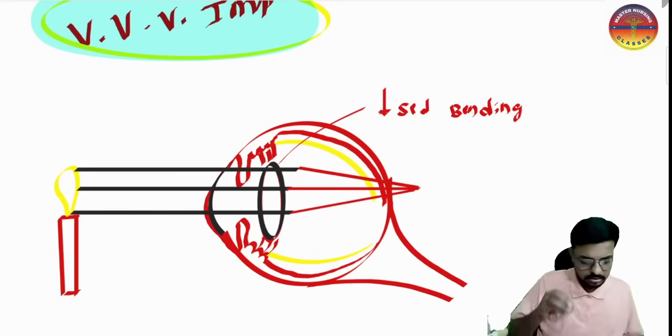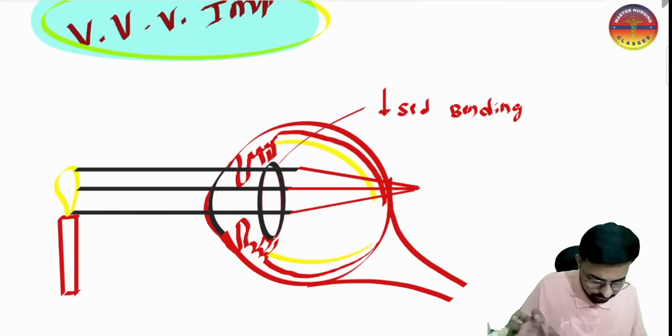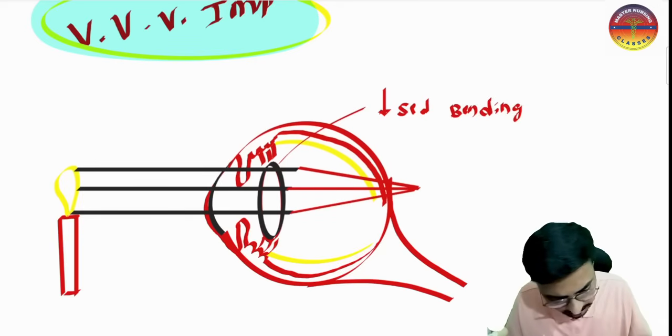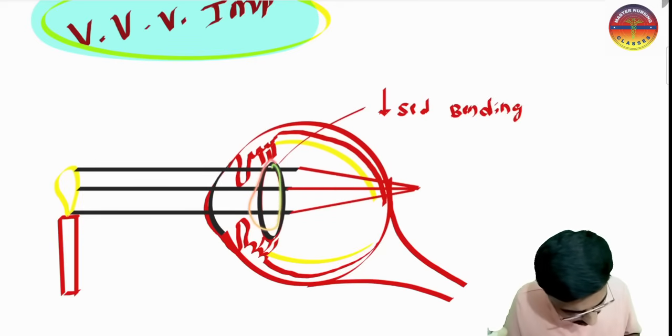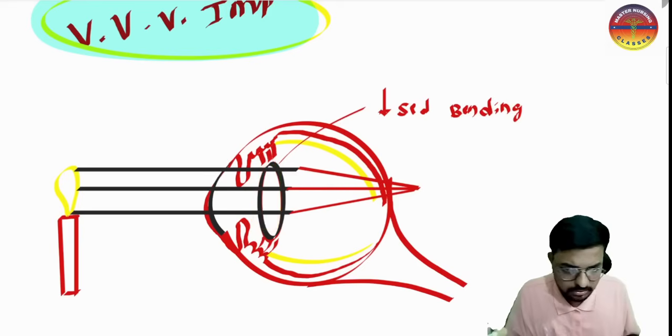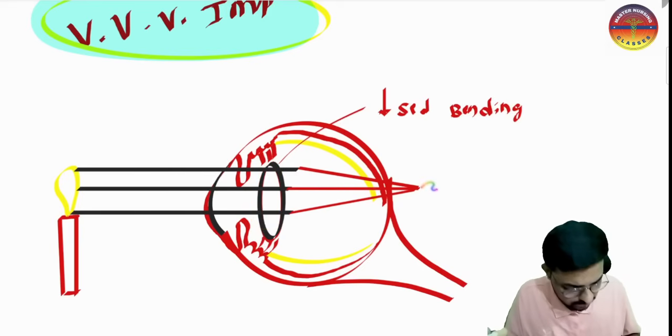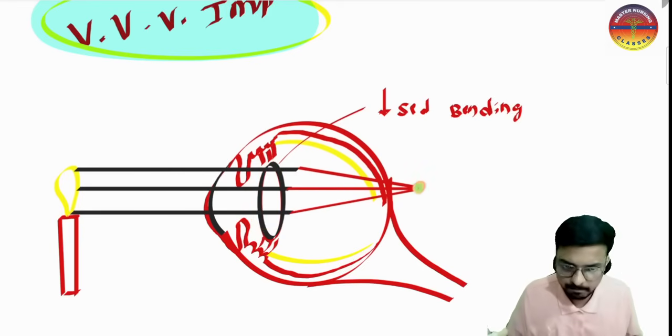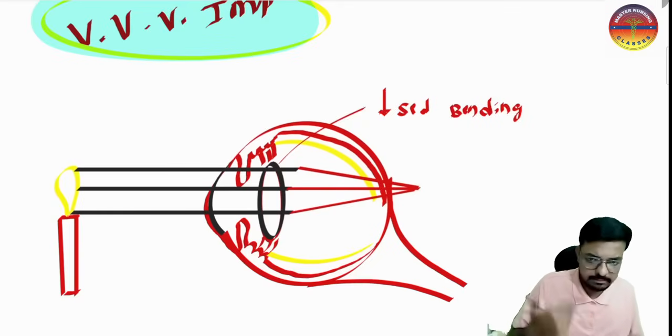Okay, so not in front, also not over bending, means it will bend here. If the function of the lens is over, it will bend here. Normal means it will bend on the retina. Reduced function means it will bend behind the retina. So the light rays are bending behind the retina.